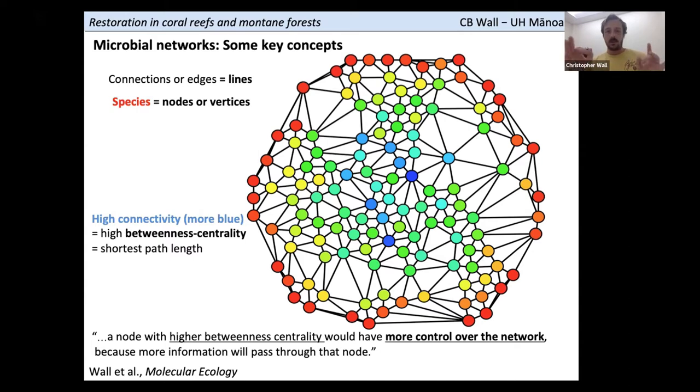Well, in this case, again, every circle is a species, or in this case, let's say mycorrhizal fungi, or for a simple case, we could just say everyone in this class, or in Southern California, right?